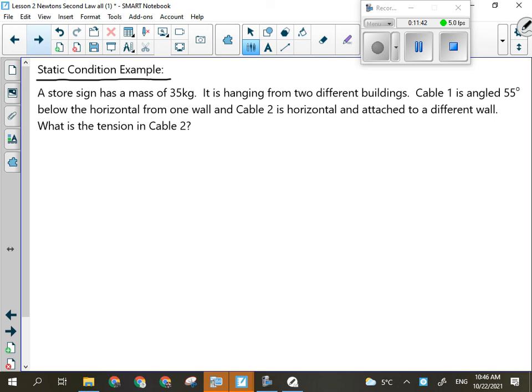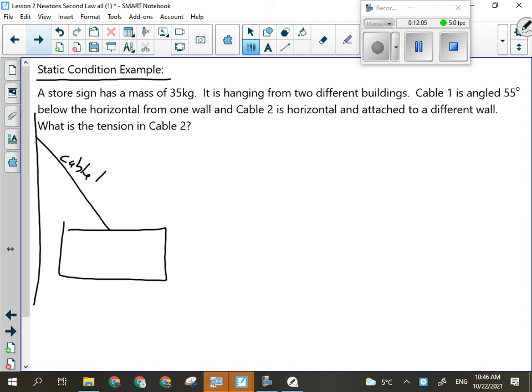All right? So in this one here, we've got a store sign that has a mass of 35 kilograms and it's hanging from 2 different buildings. So there's going to be some vectors in here, right? So this is what I've got. All right, I've got 2 cables. One cable is attached to a wall like this, and it's angled 55 degrees below the horizontal.